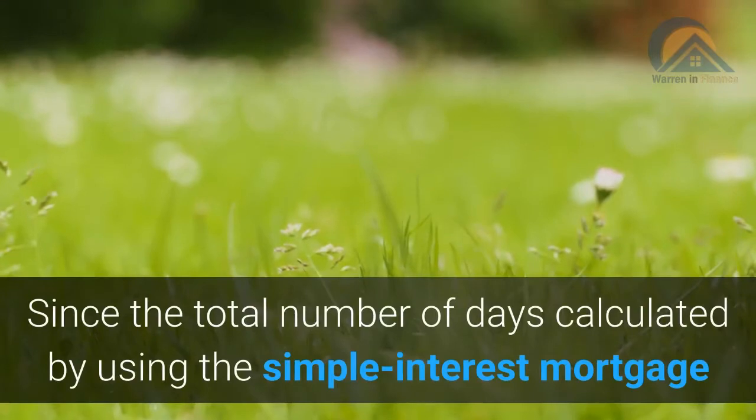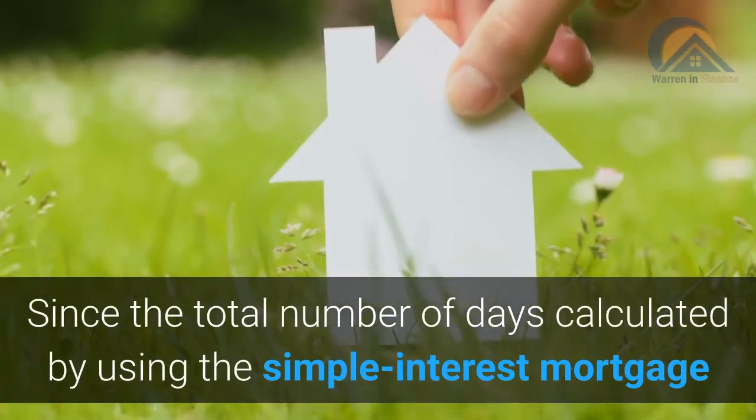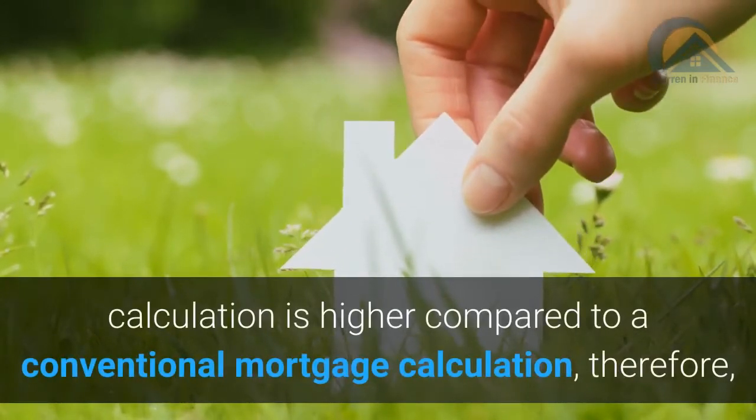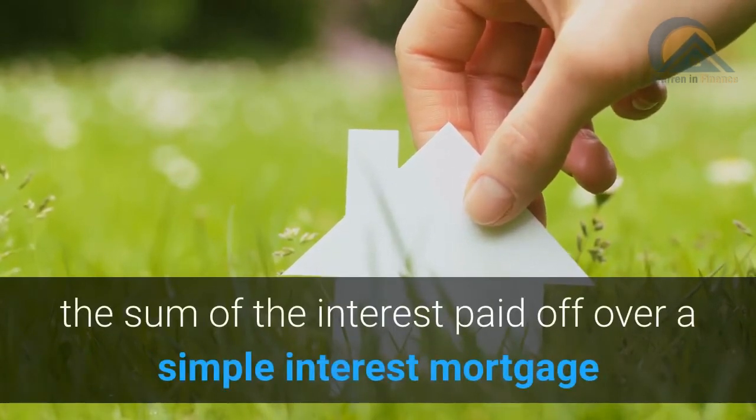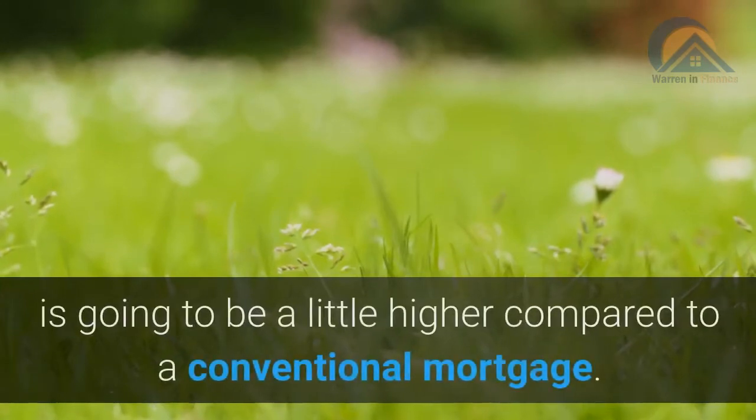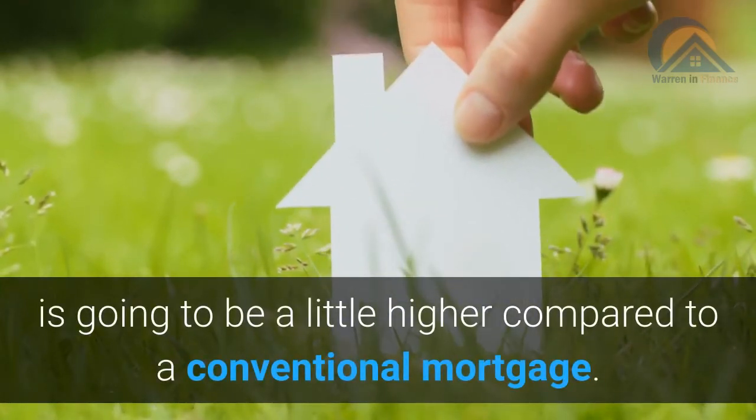Since the total number of days calculated using the simple interest mortgage calculation is higher compared to a conventional mortgage calculation, therefore, the sum of the interest paid over a simple interest mortgage is going to be a little higher compared to a conventional mortgage.